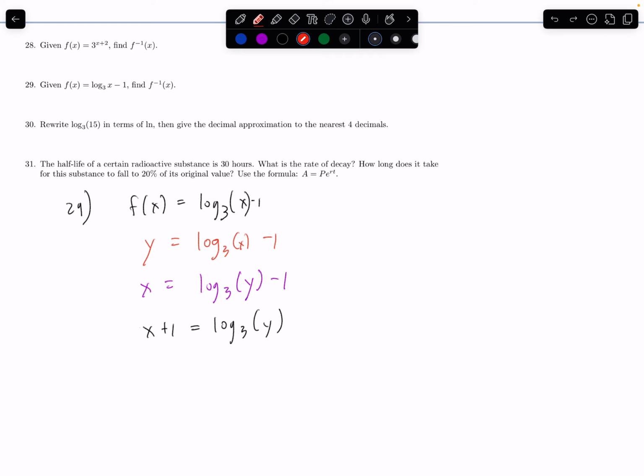We're going to do the inverse, which is hit it with the exponent, right? On the left side, I'm going to get 3 to the x plus 1. On the right side, I'm going to get this 3 under the log, so I just get y. And right there, I'm done already. I'm going to do the same thing and reverse it. So f inverse of x equals 3 to the x plus 1. Okay, so there it is.